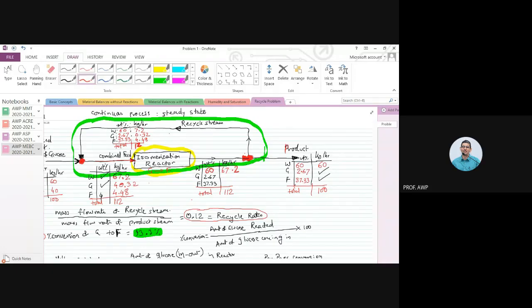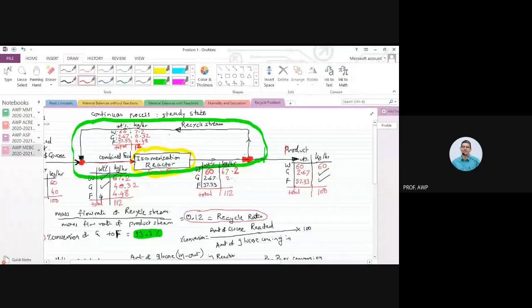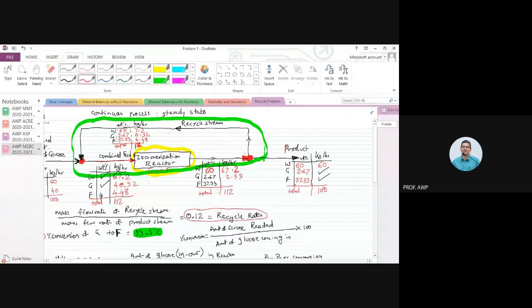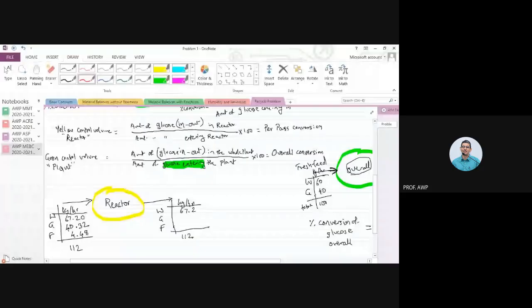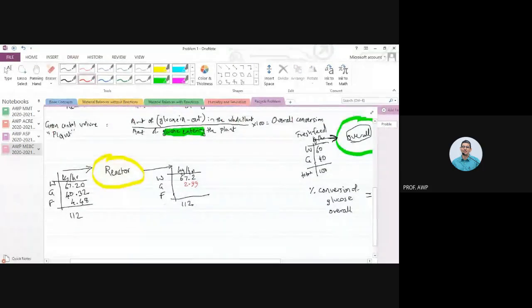So the kg per hour of glucose going out is 2.67 into 112 divided by 100, which is 2.99 kg per hour. Fructose, it is 37.33 weight percent of 112 kg per hour. That means this must be 41.81 kgs per hour. Right? So for the yellow control volume, glucose going out is 2.99 and fructose going out is 41.81.